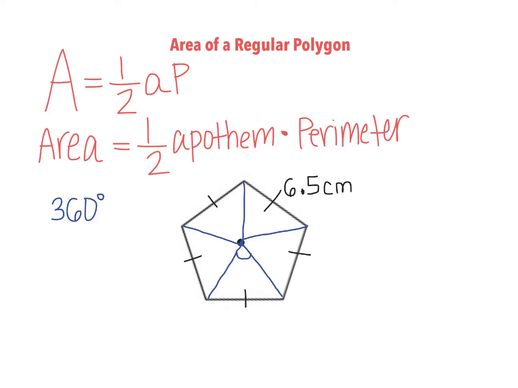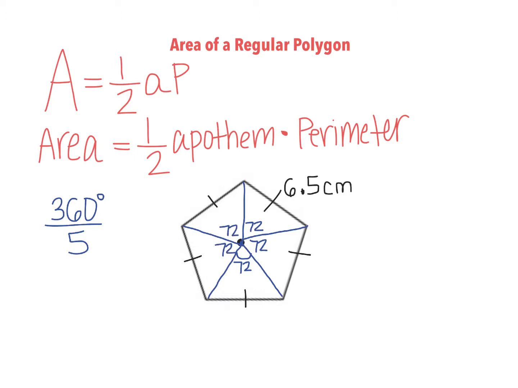Okay, now I'm going to erase that circle that I made. So if we're looking to figure out what it would be for just one of those, I would divide by 5. So if we divide by 5, we should get 72 degrees. So that means all of these angles are 72 degrees.